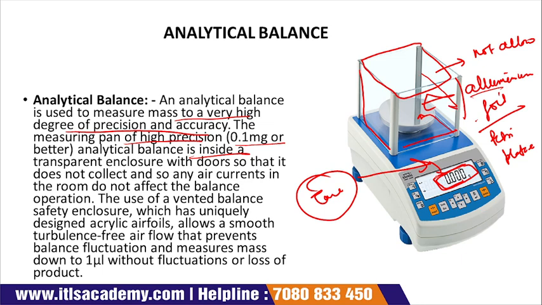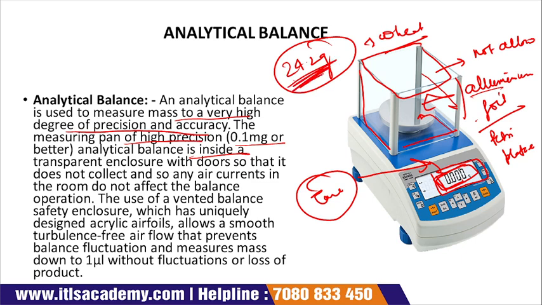Suppose we have to weigh 24.2 gram of wheat flour. Now what do we have to do? When we put the wheat flour onto the aluminum foil, then we wait so that the weight becomes equilibrium. This is the use of an analytical balance.